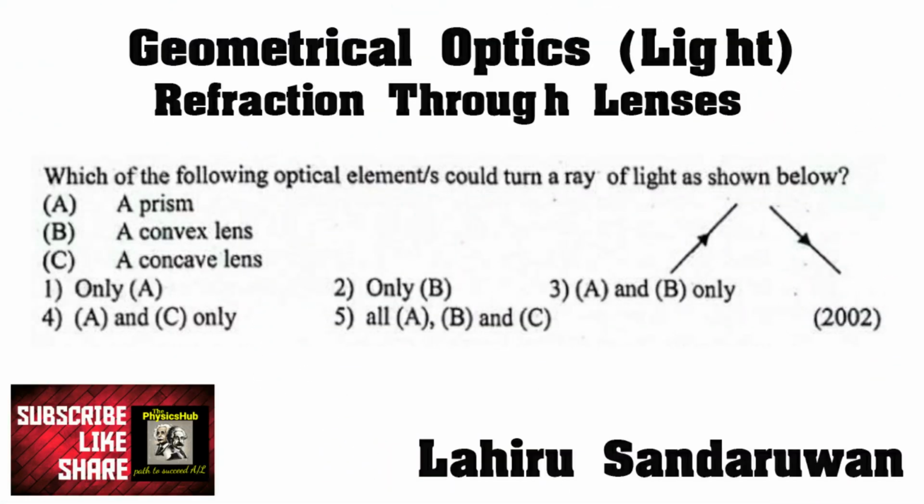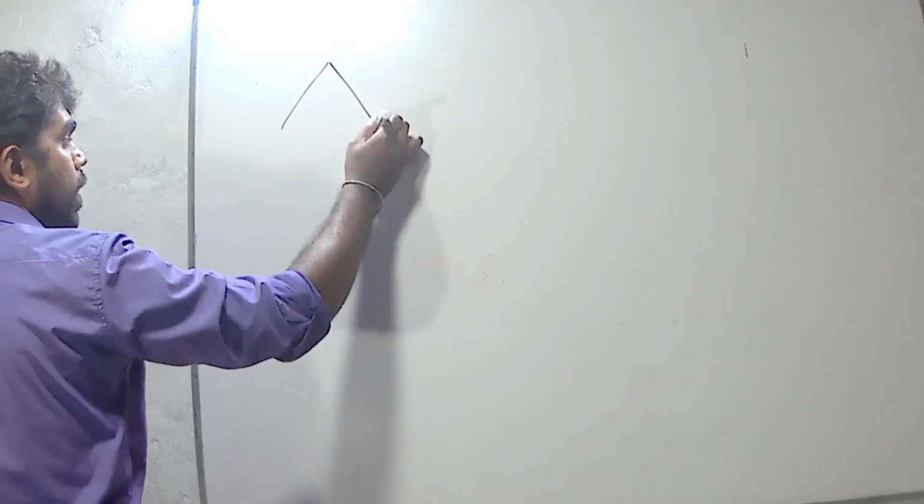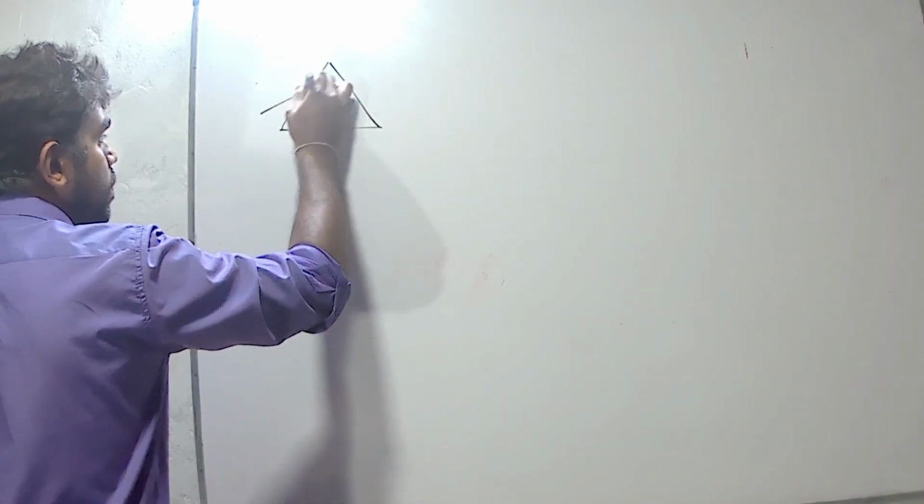20. Which of the following optical elements could turn a ray of light as shown below? We can get the given rays by using a prism.